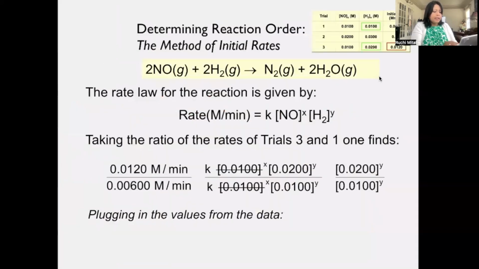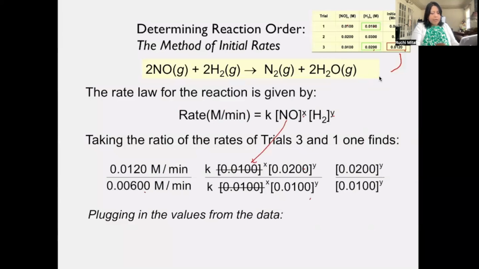To do that, we know that the rate of the reaction is k times the concentration of NO to the x times the concentration of H2 to the y, where x and y represent the order of the reaction. Now you take the ratio of both the rates. This value is over here, and then you take this value from the rate. We are taking the ratio of the two values. These two were constant for NO, therefore these cancel out. And then we take the concentrations of the hydrogens, whose values are over here. So we get these values.